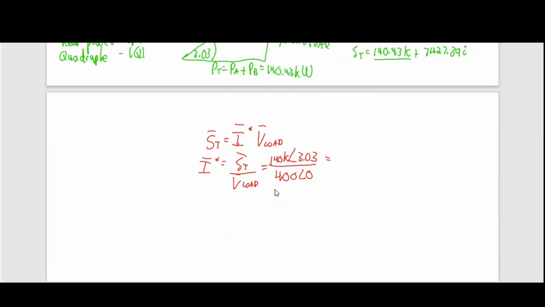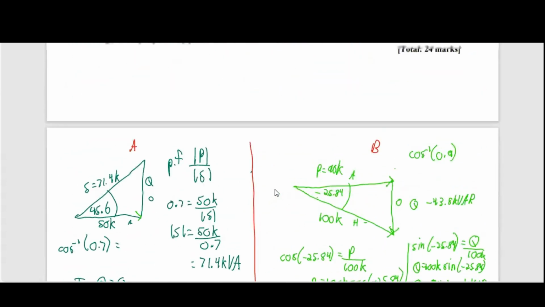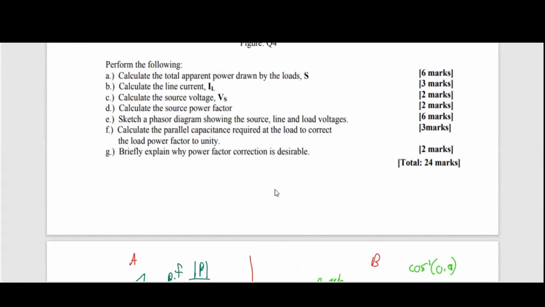All right, so let's put that back into phasor form. That'll be 350 angle 3.03, right? So this is I conjugate. To get I, just find the conjugate of the conjugate, which is just the negative of the angle, right? So it will be 350 angle negative 3.03 amps. So that is I L. Part one done. Part two, calculate the V source.